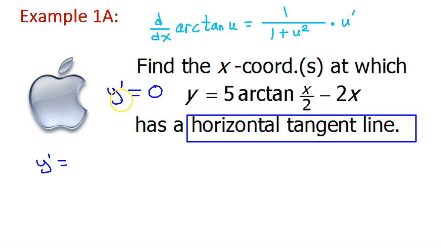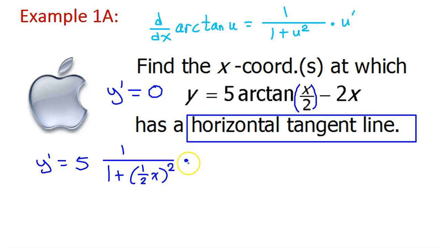So let's find y prime and set it equal to 0. We bring down the constant, and then the memorized rule for the arctangent of u is 1 over 1 plus u squared times u prime because of the chain rule. In this case, the u is x over 2. So we have 1 over 1 plus, and I think I will write it as 1/2 x instead of x over 2, but it's u squared, and then times u prime.